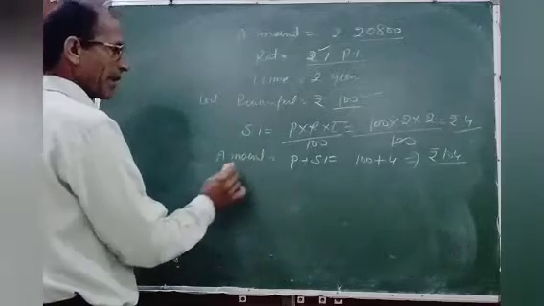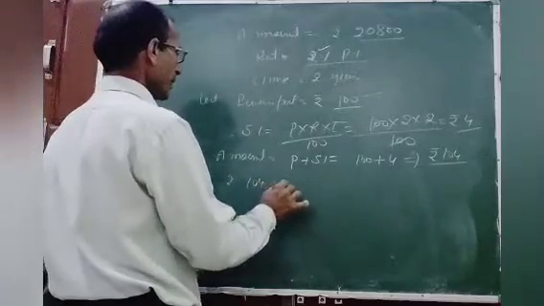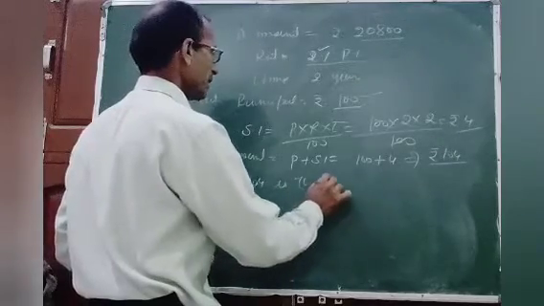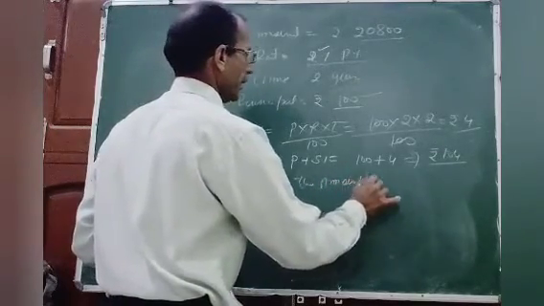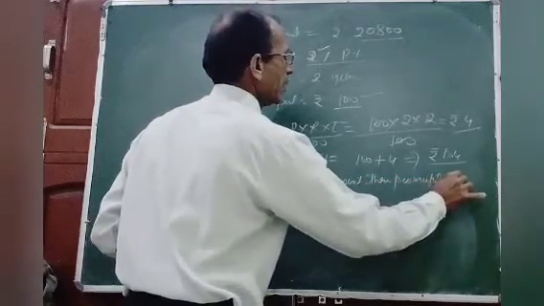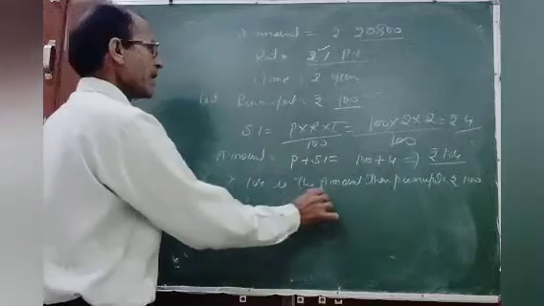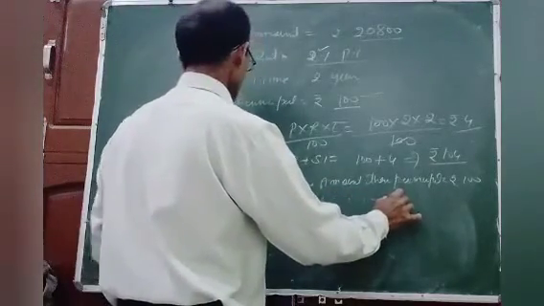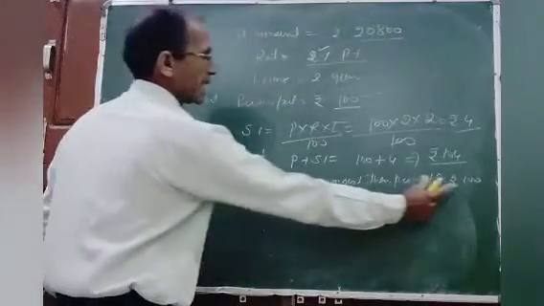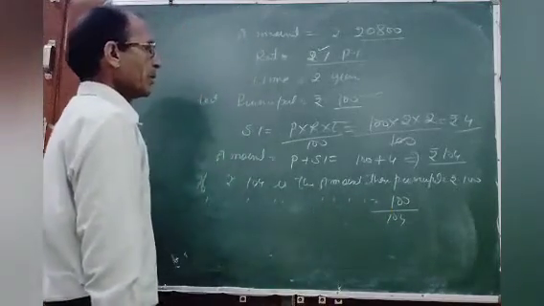Now by unitary method you can find. If rupees 104 is the amount, then principal, what I assume, is rupees 100. If amount is 104, then principal is 100 rupees. If amount is 1, then principal will be 100 upon 104.